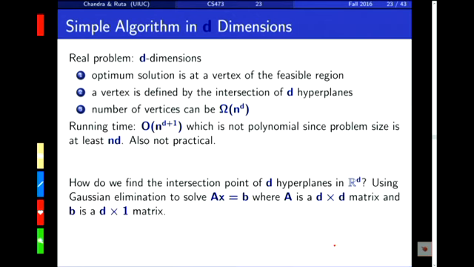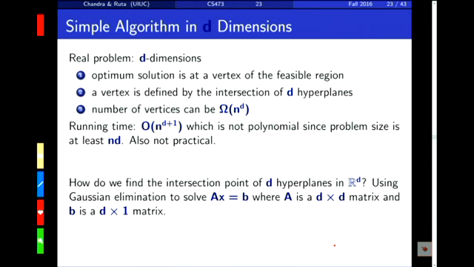Okay, so can we do something, and how do we compute a vertex given the D hyperplanes? It's just Gaussian elimination. So basically you want to solve this system Ax equals B, where A is not the same A, you just took the D rows. Every row represents a constraint, right? So take D of them, and similarly the same b_i's, and then you solve Ax equals B. You just have to compute A inverse and multiply it with B, and that will give you the vertex, because it's the intersection of D hyperplanes.